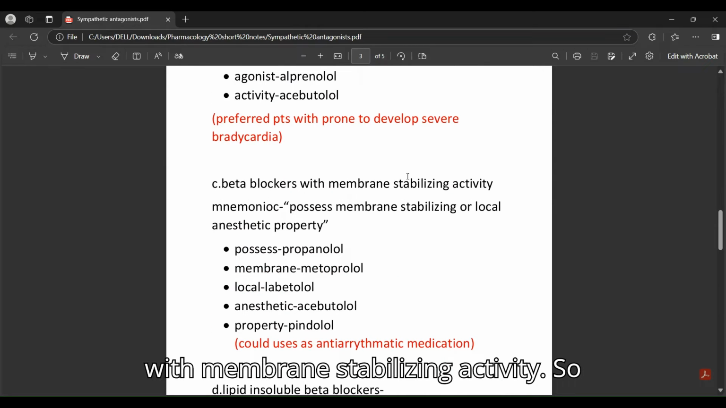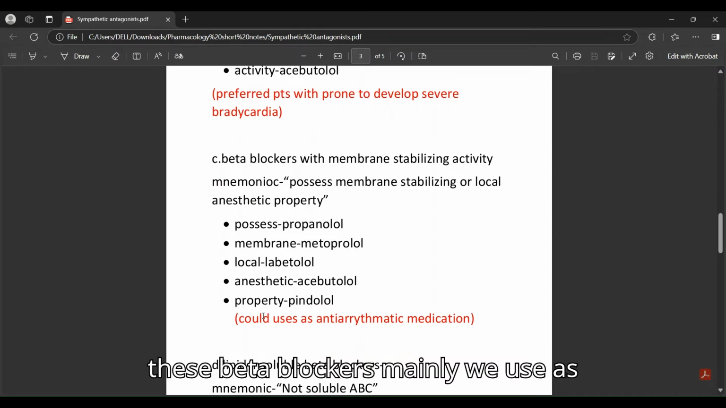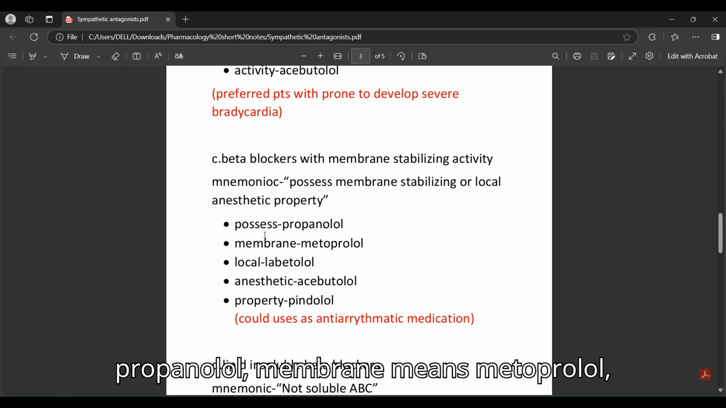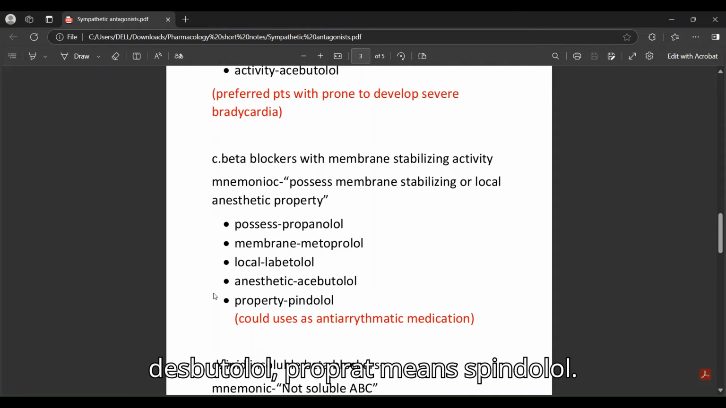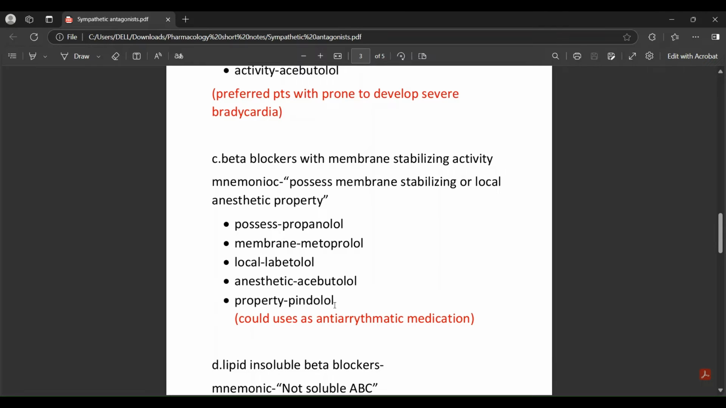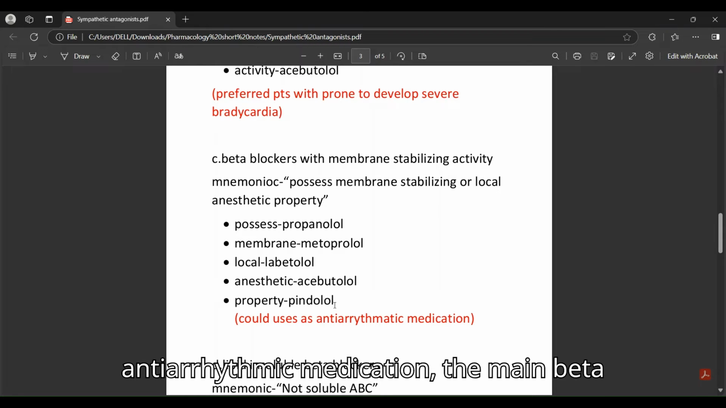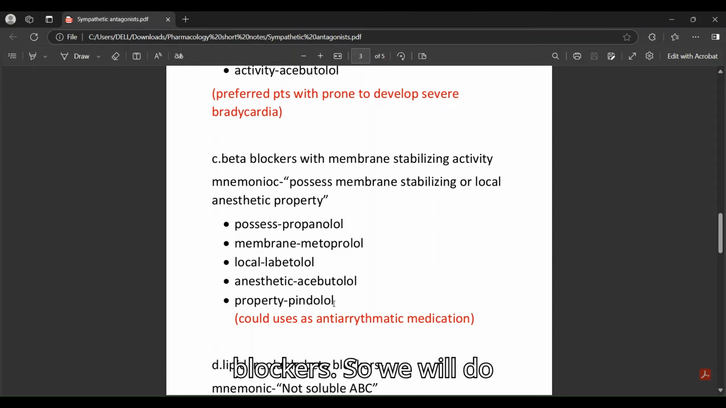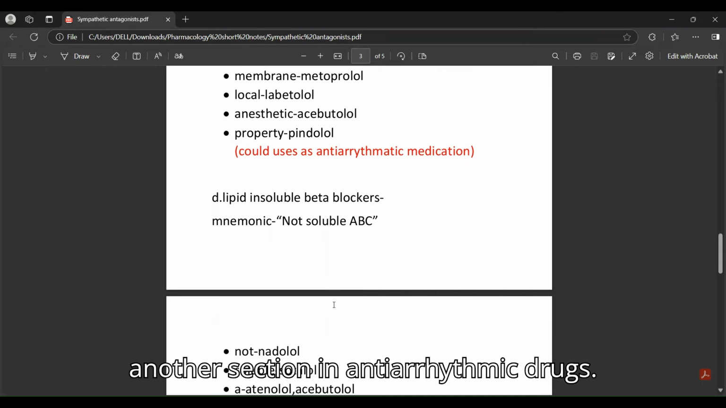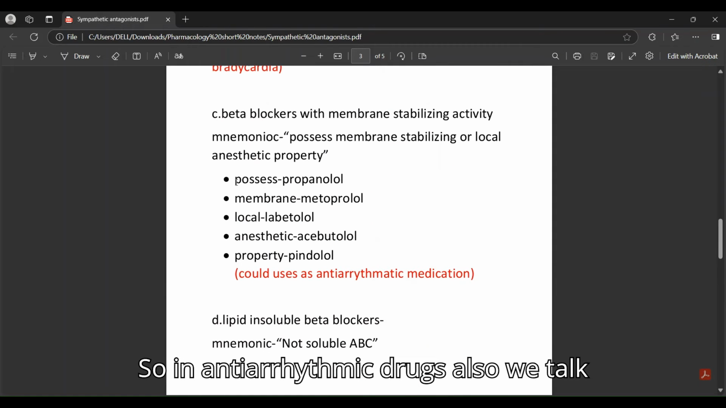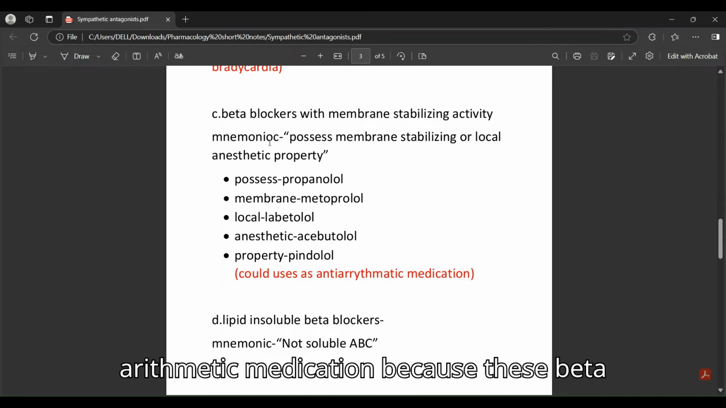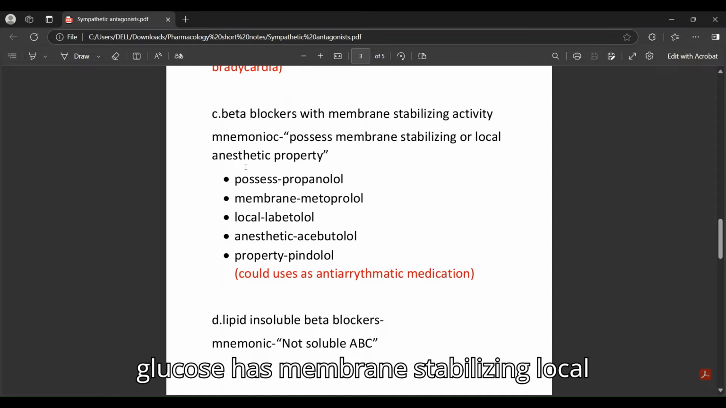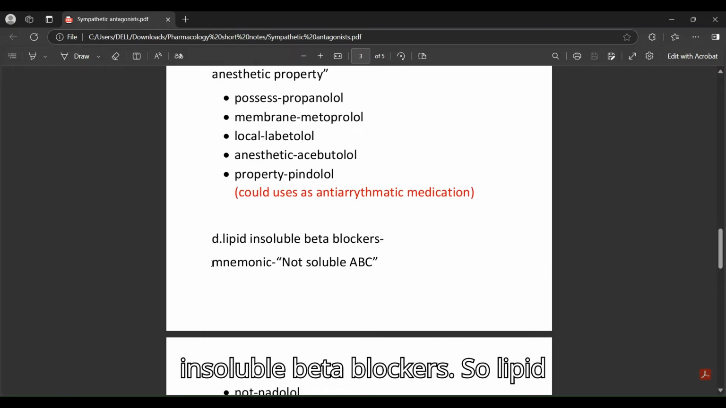Next, beta blockers with membrane stabilizing activity. These beta blockers we mainly use as antiarrhythmic medication. The mnemonic is: possess membrane stabilizing or local anesthetic property. Possess means propranolol. Membrane means metoprolol. Local means labetalol. Anesthetic means acebutolol. Property means pindolol. When we are talking about antiarrhythmic medication, these are the main beta blockers that we use. We will do another section on antiarrhythmic drugs, where we also talk about these drugs. That's why these beta blockers are specially used in antiarrhythmic medication, because they have membrane stabilizing or local anesthetic properties.